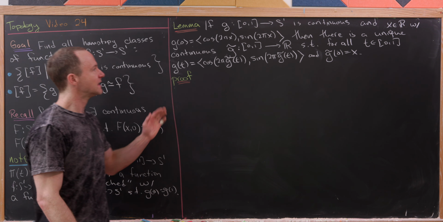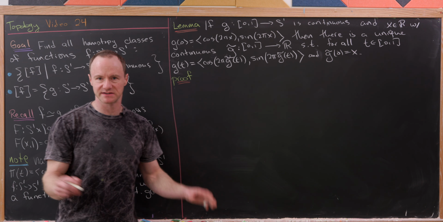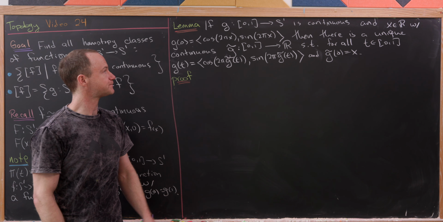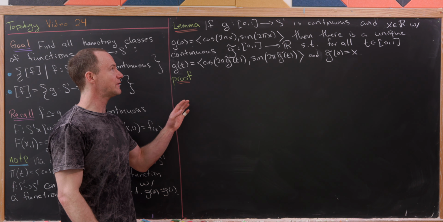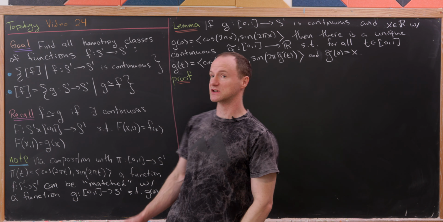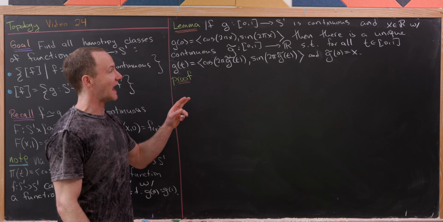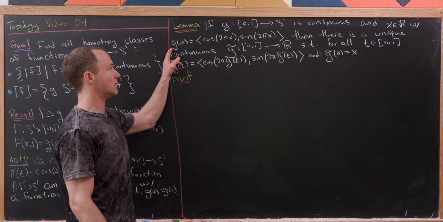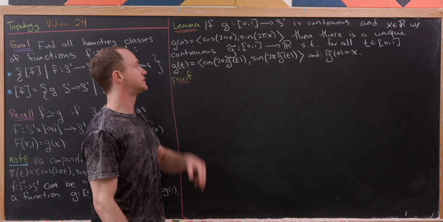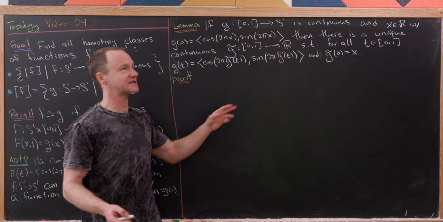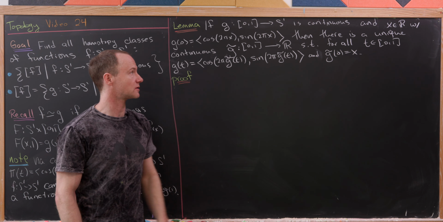Okay, so anyway, let's look at this technical lemma. It's the so-called lifting lemma, which is going to help us along our way. So it says that if we've got a function that's continuous from [0, 1] to S1, like we talked about over here, and x is a real number where g of 0 is equal to (cosine of 2 pi x, sine of 2 pi x). We know that g of 0 has to be of that form because it's in the circle.